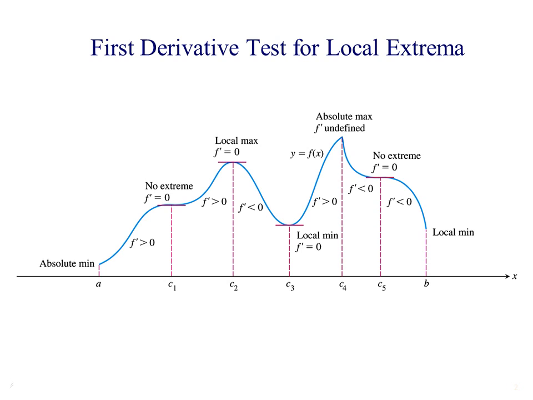This is not the case for critical points 2, 3, and 4. For each of those, we have a switch. Critical point 2 goes from positive to negative, as does critical point 4. Critical point 3, on the other hand, goes from negative to positive.